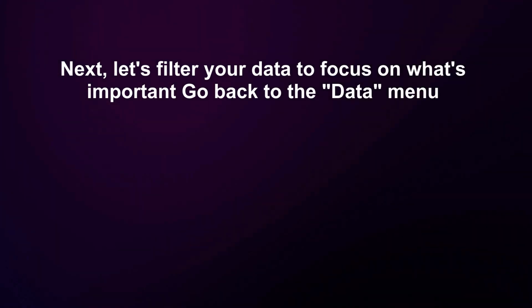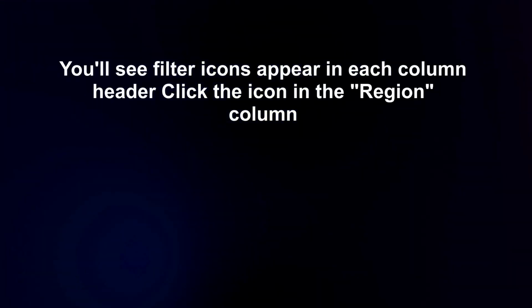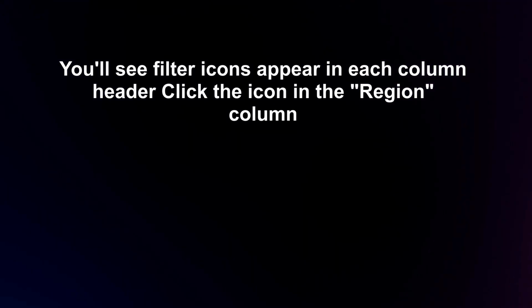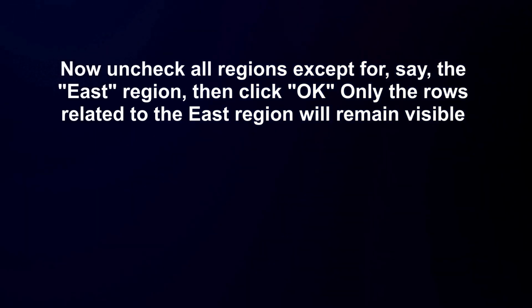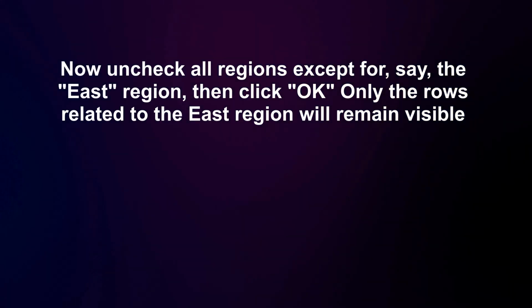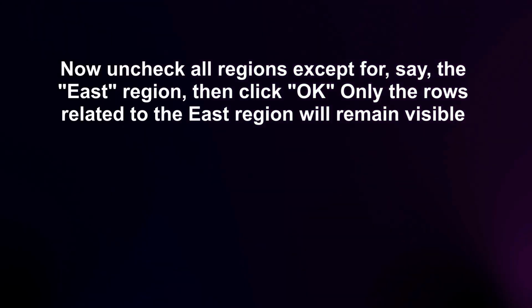Next, let's filter your data to focus on what's important. Go back to the Data menu and click Create a Filter. You'll see filter icons appear in each column header. Click the icon in the region column. Now uncheck all regions except for, say, the East region. Then click OK. Only the rows related to the East region will remain visible.